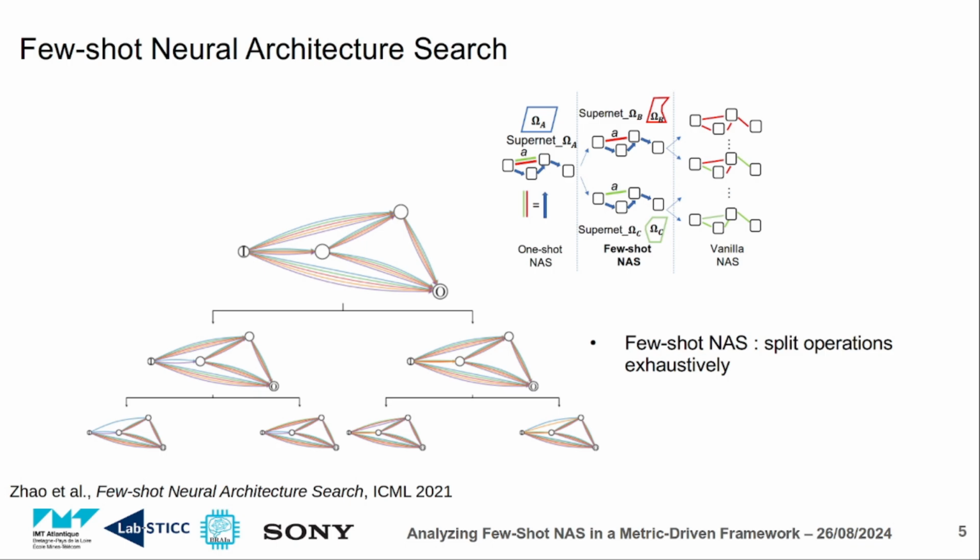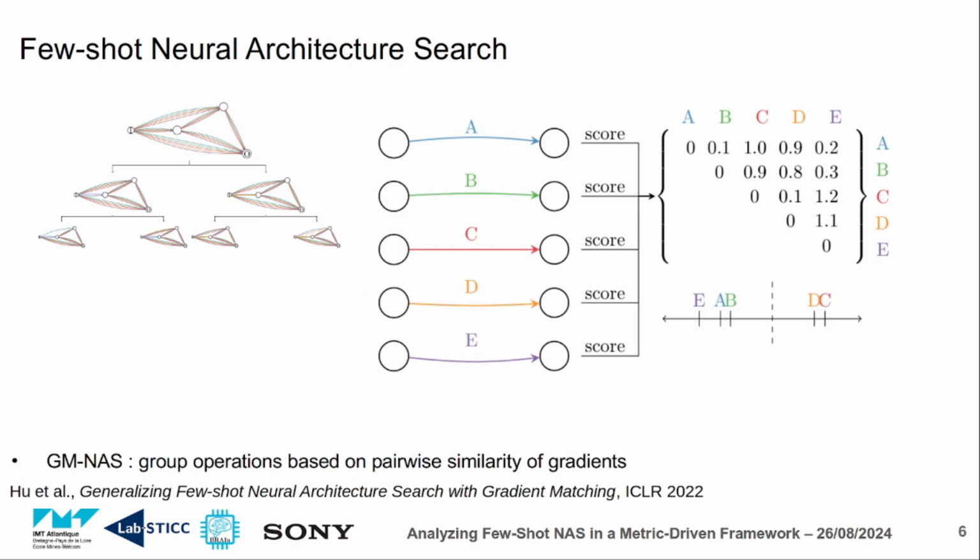Several methods have been proposed to do so. In the seminal paper Few-Shot Neural Architecture Search, the search space is split exhaustively with respect to each edge. Another idea later introduced is to group operations together in sub-supernets based on how similarly they behave during training. As such, GMNAS proposes to compute the pairwise similarity of the operation gradients and constructs a binary tree of supernets by separating operations into two groups of highest similarity.